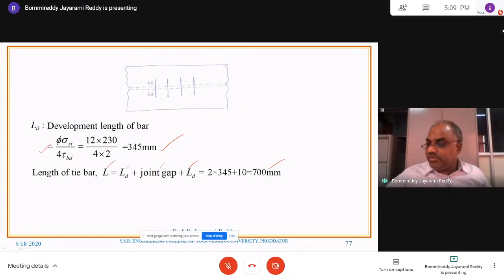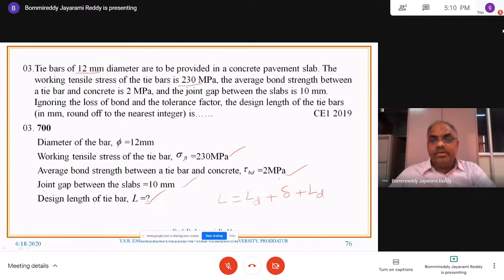So this is the longitudinal joint. Along this, LD on one side, LD on the other side, gap is 10 mm. So the minimum length of the tie bar is 700 millimeters. And this is a numerical question, rounded off to the nearest integer. Nearest integer means you have to enter the answer as 700.